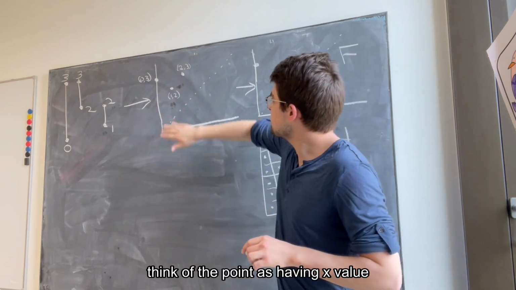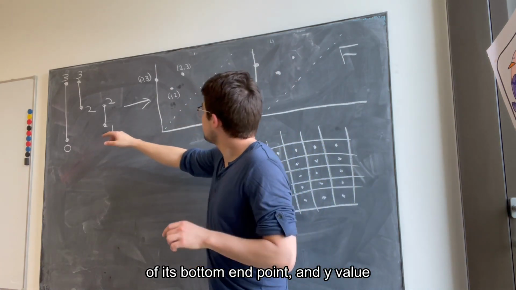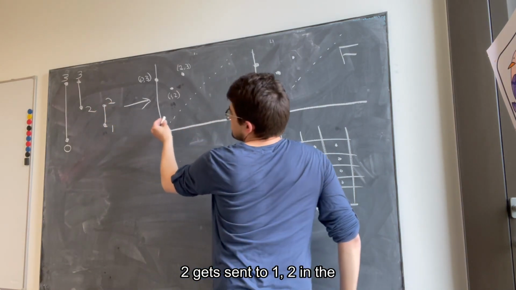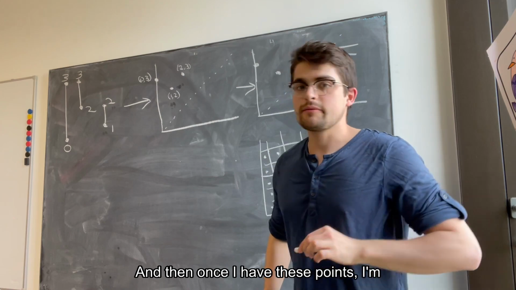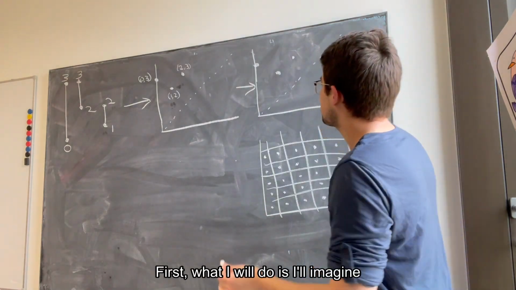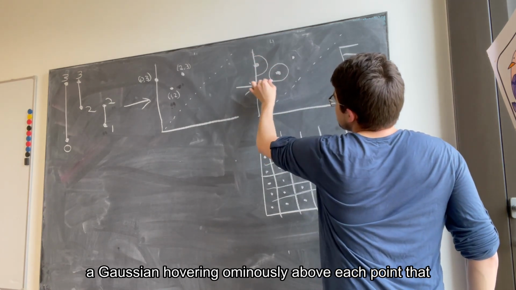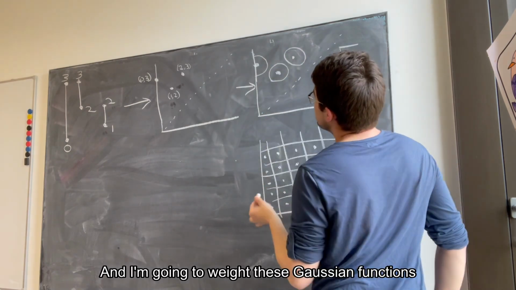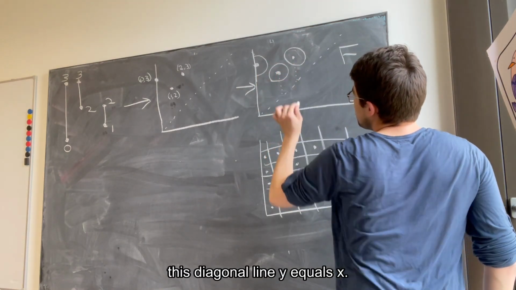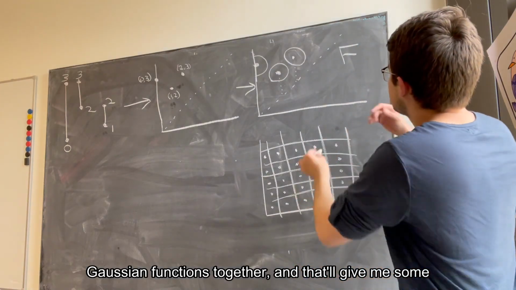And the way that you do this is you think of the point as having x value of its bottom endpoint and y value of its top endpoint. So for example, this interval from 1 to 2 gets sent to (1, 2) in the plane. And then once I have these points, I'm going to turn these points into a function by the following procedure. First, I'll imagine a Gaussian hovering ominously above each point that I've just made. And I'm going to weight these Gaussian functions by how far above these points are from this diagonal line y equals x. And after I've done that, I'll add these Gaussian functions together, and that'll give me some new function f.